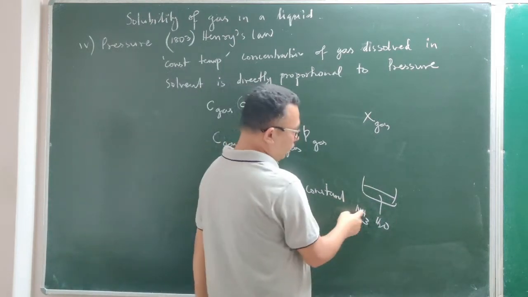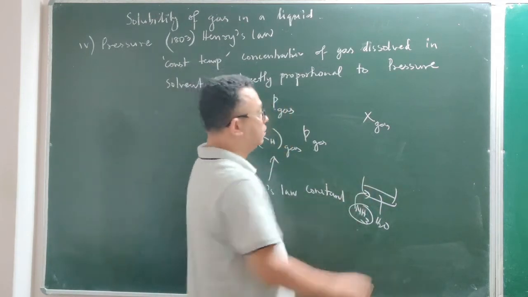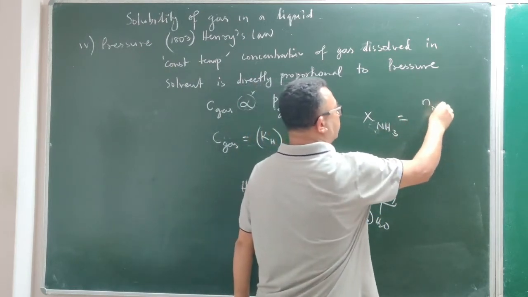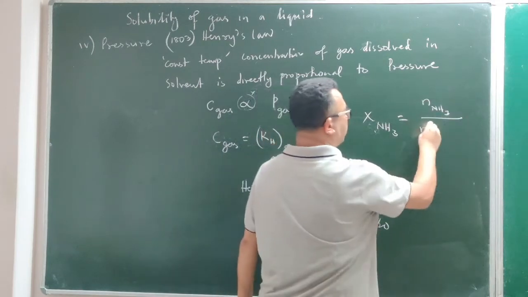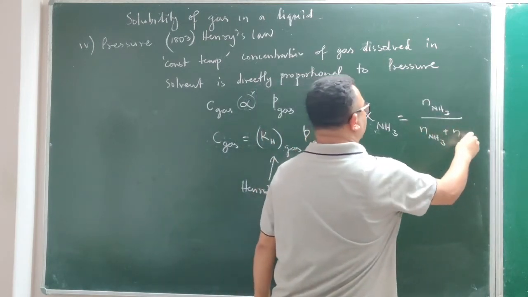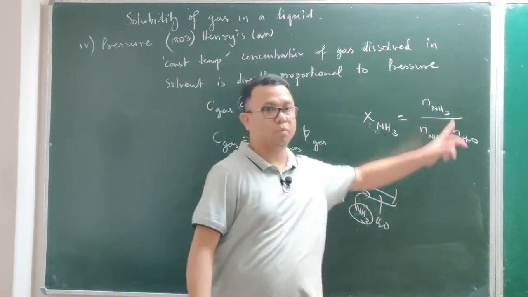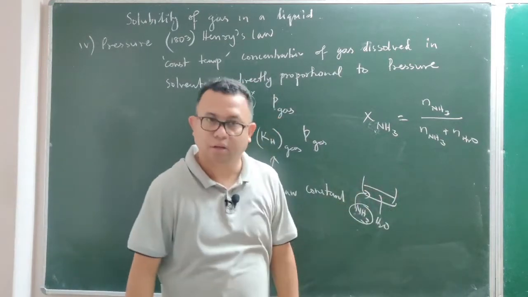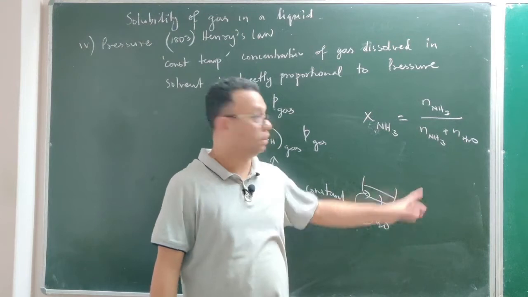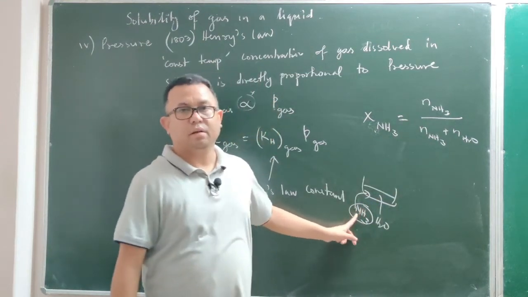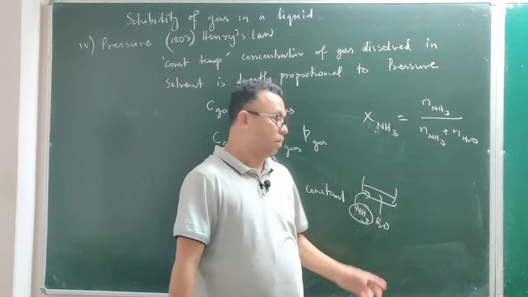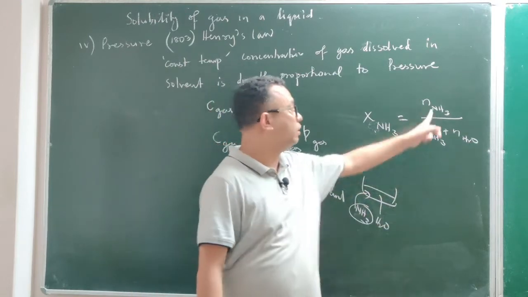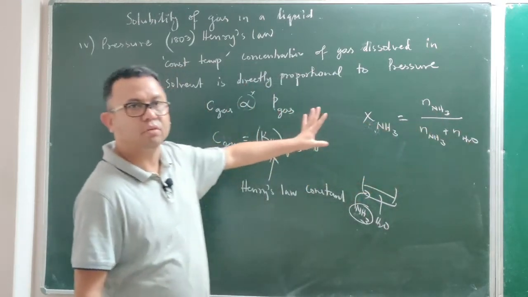If I want to find the mole fraction of ammonia, then I need the number of moles of ammonia over the number of moles of ammonia plus the number of moles of water. And you know how to find the number of moles. Number of moles is calculated by dividing the mass of the gas which has dissolved by its molecular mass. Whether they say 17 gram, or 18 gram, or 36 gram, whatever mass is given, when you divide by the respective molecular mass, that gives you the number of moles. This is how we calculate the mole fraction.